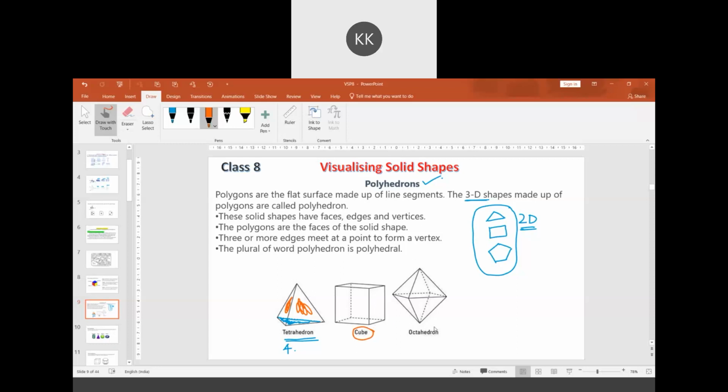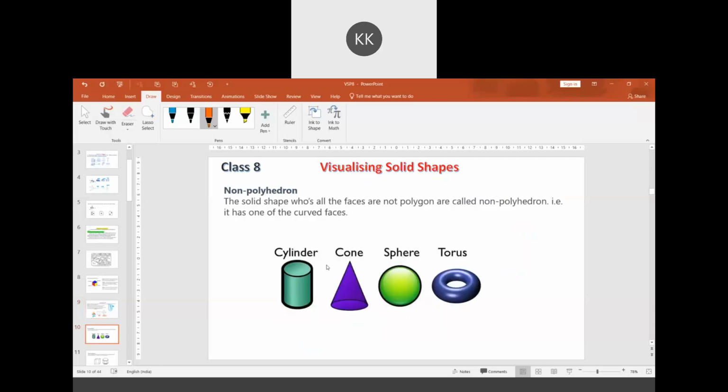Next is a cube. Next is octahedron here. So these are the polyhedrons. Polyhedrons means a 3D figure made up of many polygons. These are non-polyhedrons, means they are not made up of polygons. Cylinder, cone, sphere, torus, these are all non-polyhedrons.